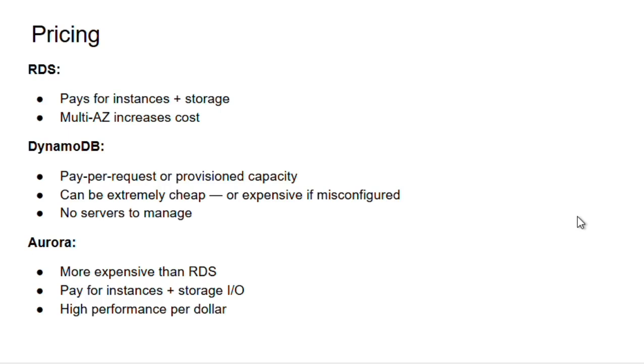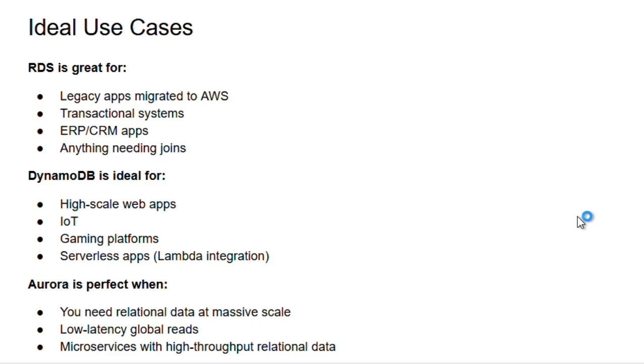So the guidance is, RDS is more budget-friendly for smaller relational apps. DynamoDB scales cost-effectively for serverless and high-volume apps. Aurora costs more but delivers top-tier relational performance.